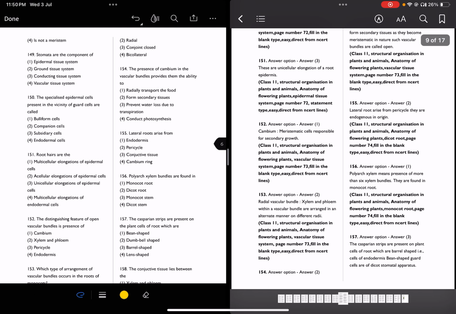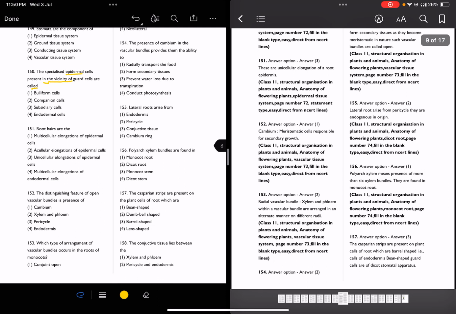the solution of this question. Now the question is: the specialized epidermal cells present in the vicinity of guard cells are called... Sorry, this is question number 151. And the root hairs are... now, understand root hairs. Whenever we talk about root hair, this is an epidermal structure. So epidermal cells. Option 2 and option 4 gone.